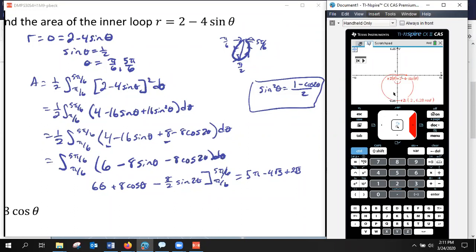Wait, wouldn't it be minus? It would be subtracting a negative. Yeah. Okay, I just want to make sure these are accurate for me. All right, so I have that. And then if I subtract, by plugging in pi over 6, I'm going to subtract 8 cosine of pi over 6. That would be square root of 3 over 2. So that'd be plus 4 square root of 3.